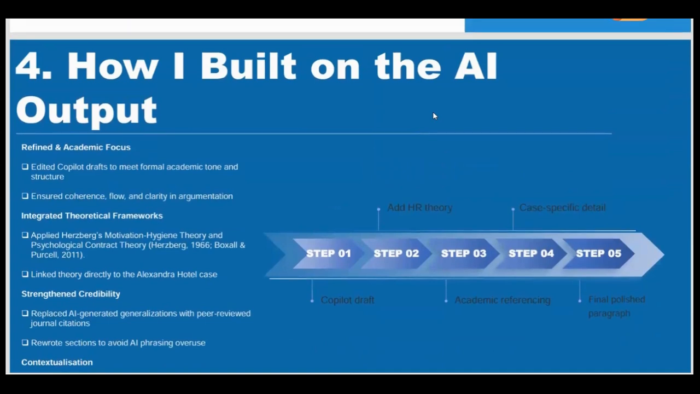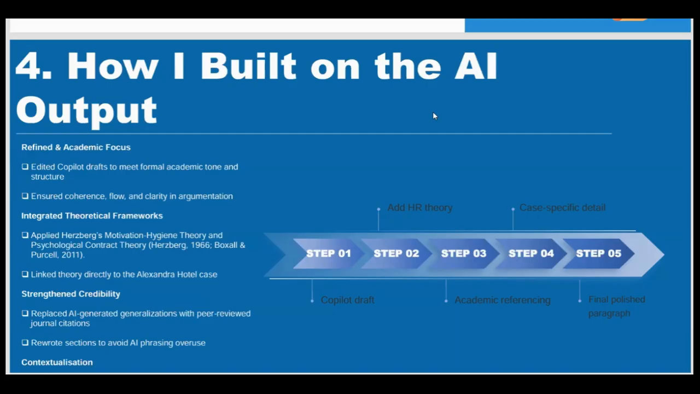The next part is about how I built on the AI output. Though Copilot brought me a starting point, I was sure the most valuable result was in thinking and learning with it. I made a revised version of the document to improve how it sounds, how it is put together, and to ensure it meets school standards. I added real human resource theories and the psychological contract theory to support the analysis. I switched to formal Harvard referencing and academic language, including case-relevant examples taken from the Alexandria Hotel.